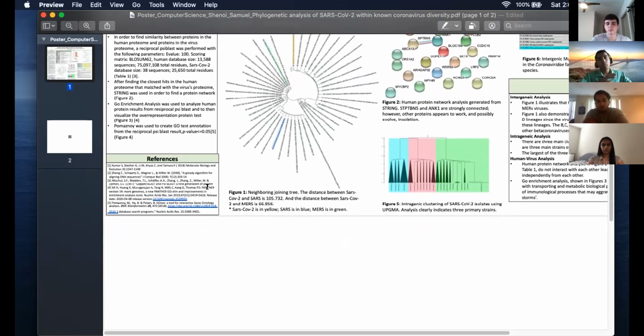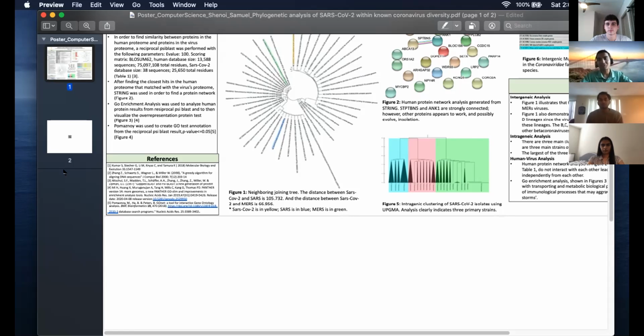For our protein analysis, we used a reciprocal BLAST to determine which proteins in the virus proteome most closely matched proteins in the human proteome, or actually the other way around: which proteins in the human proteome most closely match proteins in the virus proteome. After finding the closest human protein hits, we used the STRING database to develop a network analysis. We also used a GO enrichment analysis using those same proteins.